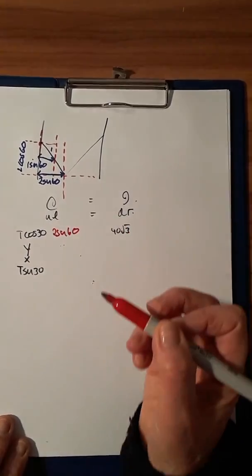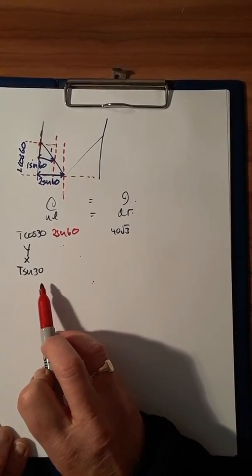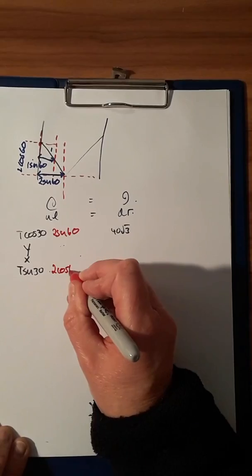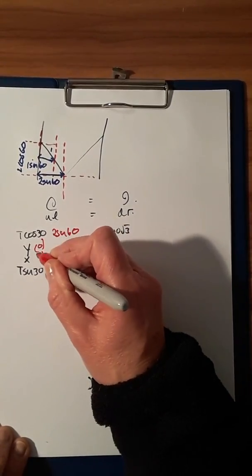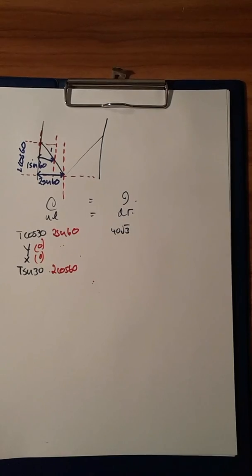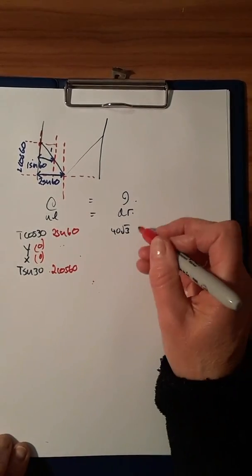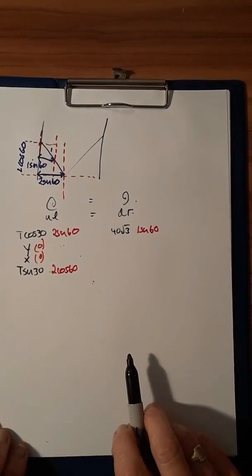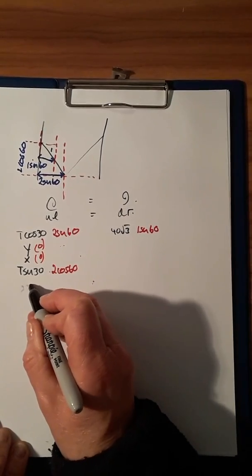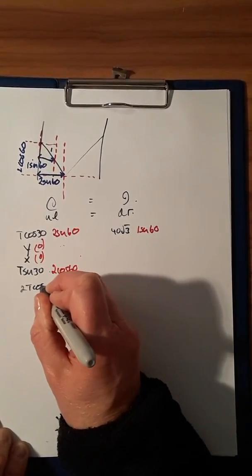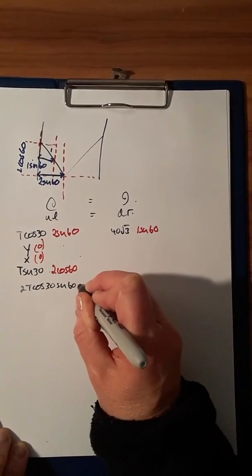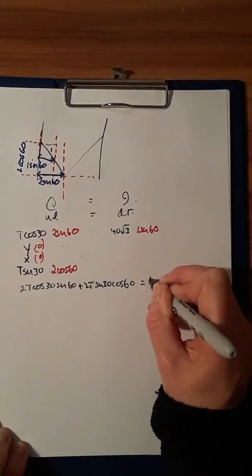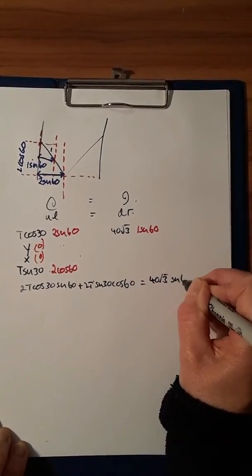Twice sine 60. And the T sine 30 is twice cos 60 away. That's this one here, twice cos 60. The X and the Y, of course, are going right through the fulcrum, so they're going to be 0. The 40 root 3 is 1 sine 60 away. Okay, so now if I write down an equation, it becomes 2T cos 30 sine 60 plus 2T sine 30 cos 60 equals 40 root 3 sine 60.